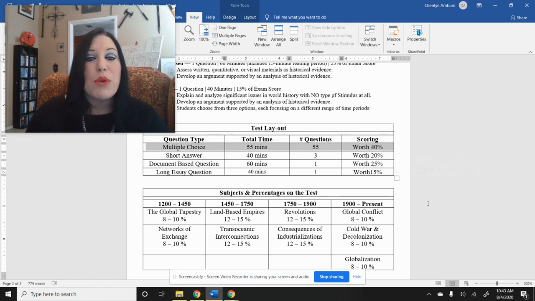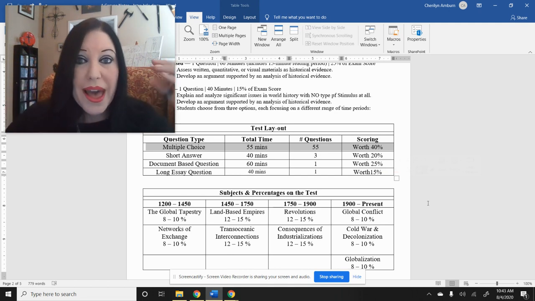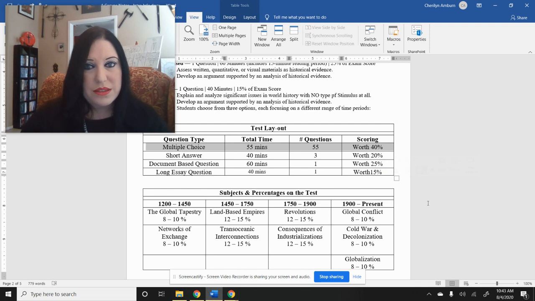Every single multiple choice question has what's called a stimulus. That means every question has a quote, a reading, a map, a picture, something for you to look at and analyze. 55 questions worth 40%.